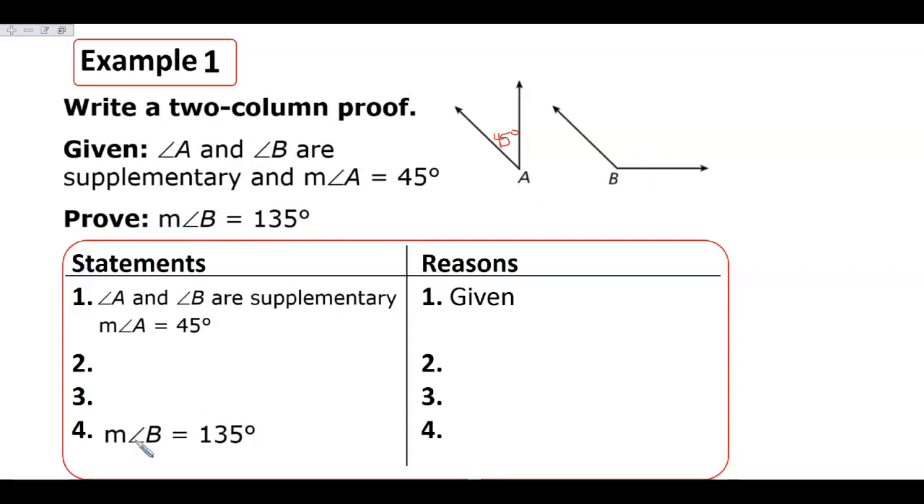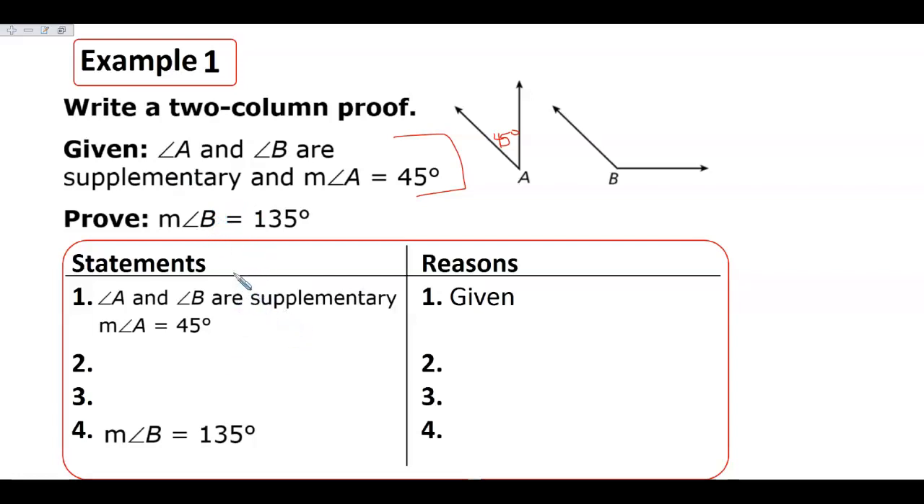The way we're going to start a two-column proof is we're going to write all of our givens. Now, I could put all of these in one step, or I could put them in two steps, and that would be more than fine. But since these are all together here, we're just going to put them in one step. So I have that A and B are supplementary, and the measure of angle A is 45 degrees. Notice I am writing it exactly as it is in my given statement. I'm not changing the way it's worded. It stays exactly the same, okay?